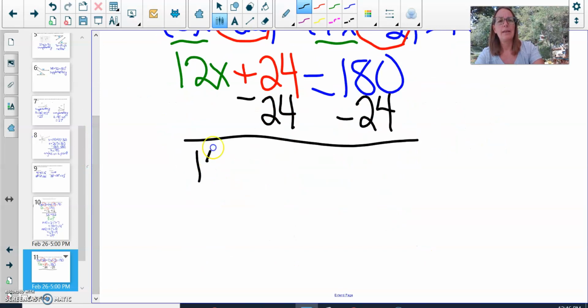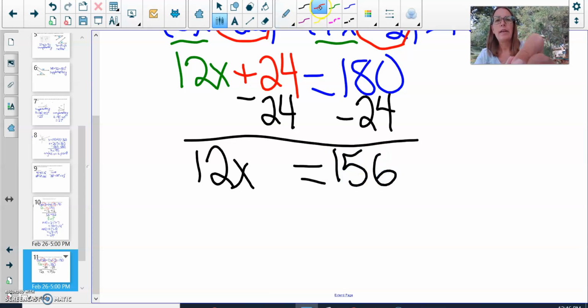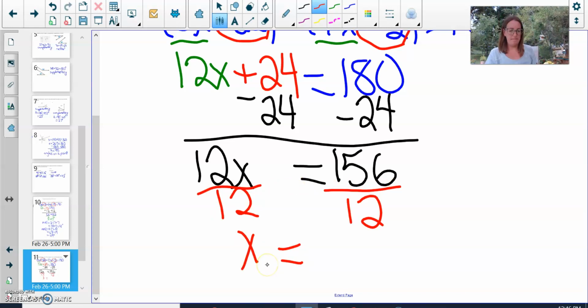We get 12x equals 180 minus 24, which is 156. Now we're going to divide by 12. And we get x equals 13. But again, finding x wasn't what the question wanted.